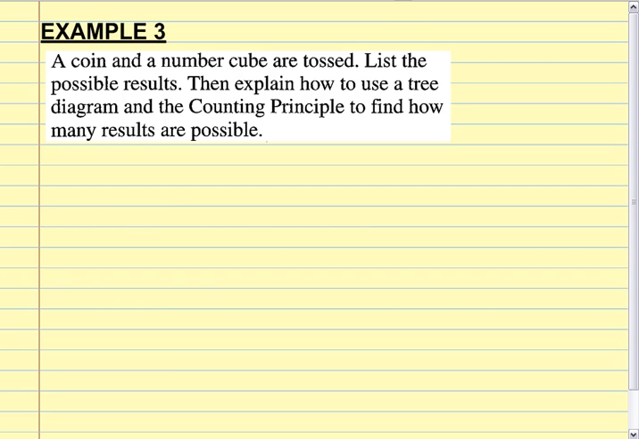Okay, folks, example number 3 says a coin and a number cube are tossed. You toss the coin, you throw the number cube, or the die. List the possible results, so we need to list them. Then explain how to use a tree diagram and the counting principle to find how many results are possible.